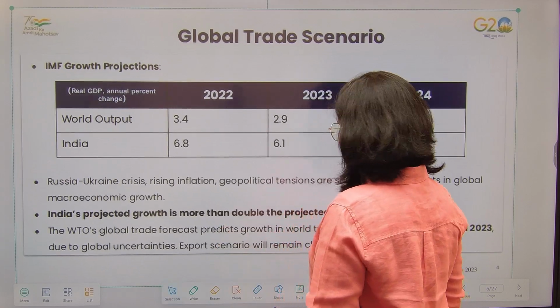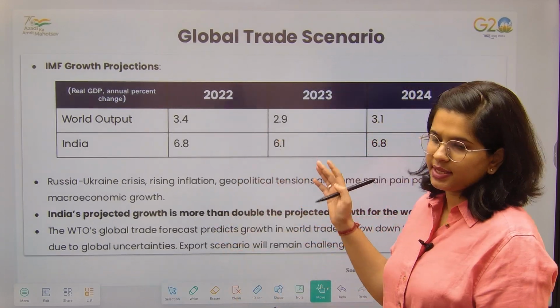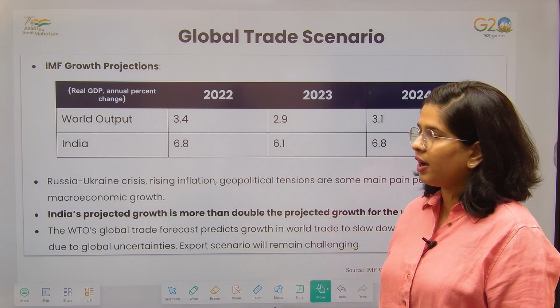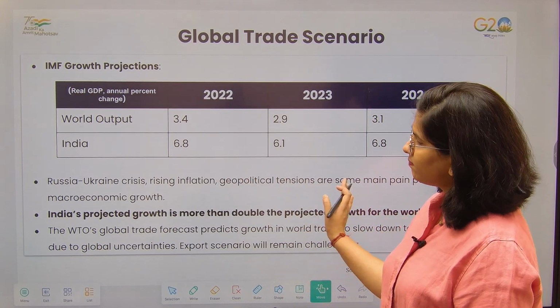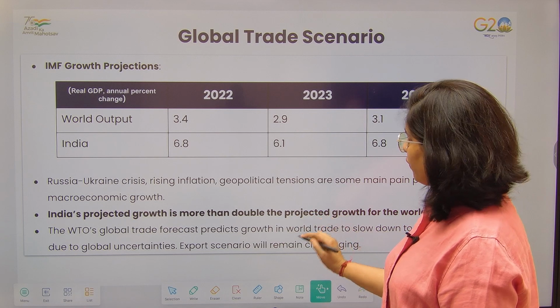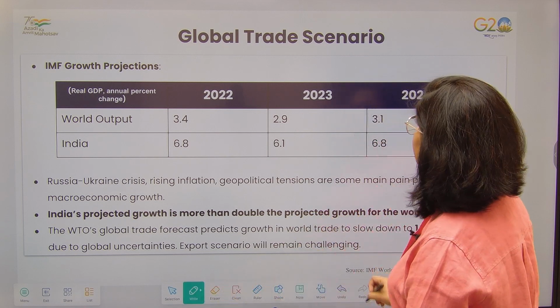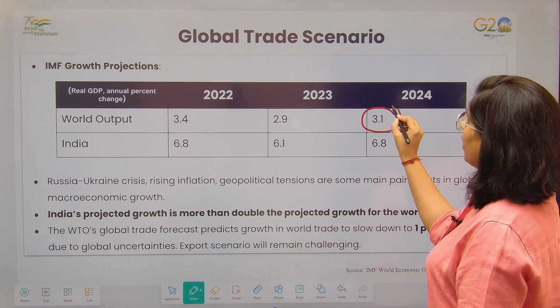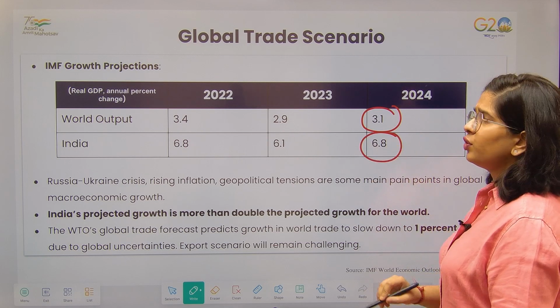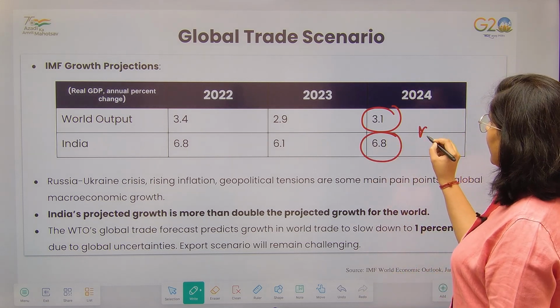Global trade was impacted because of the Russia-Ukraine crisis, rising inflations, etc. In this particular document, what we have to see is what is important for us. This next year, what are our growth projections? No need to remember, but just have an idea about it.